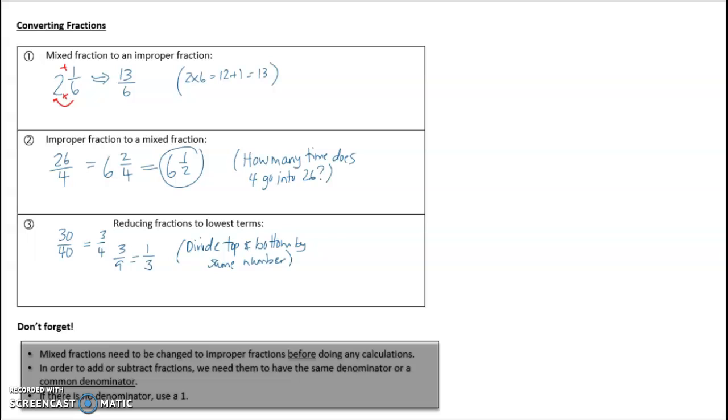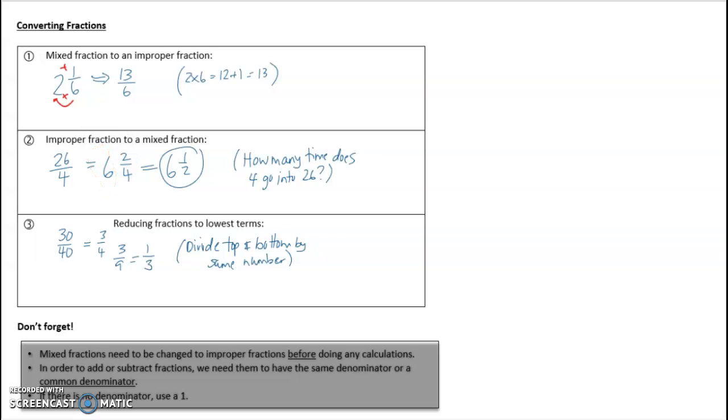Okay, improper fraction to a mixed fraction. So just reverse. So right now we're going to start with 26 over 4. Okay. And so over here it says how many times does 4 go into 26? So 6 times 4 is 24, and we have up to 26. So we have 6 can go in there for sure.